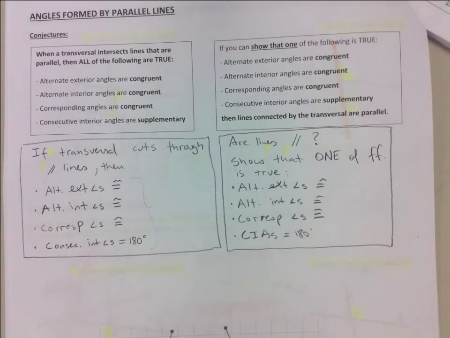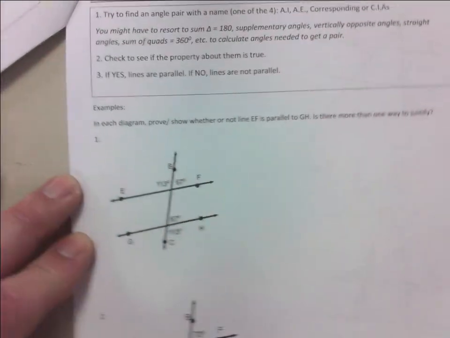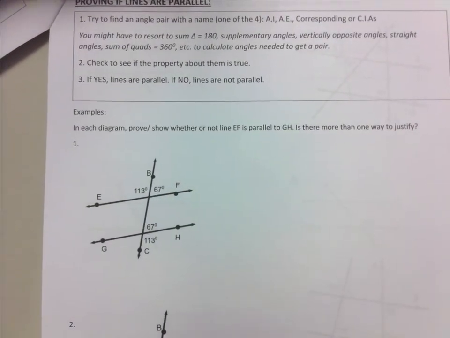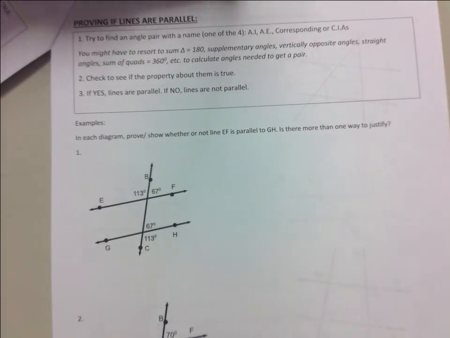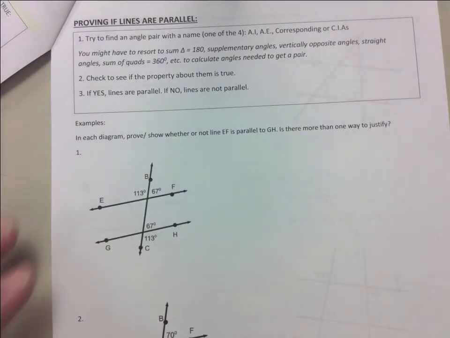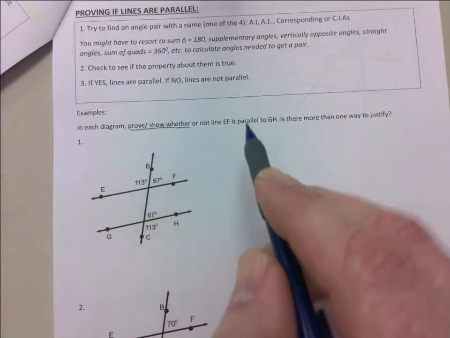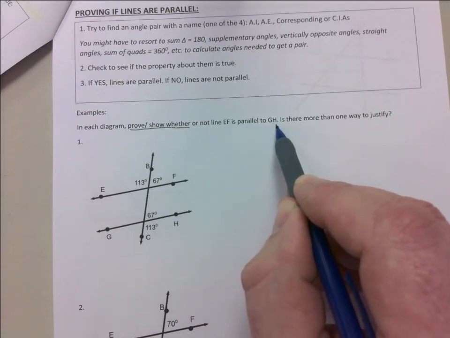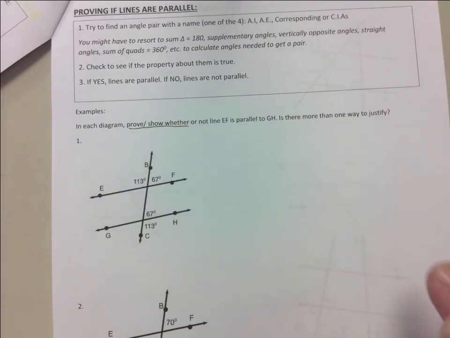So let's go to page 7. I'll show you one example, and then I'll call it a day, okay? You can review for tomorrow if you want, or try this further if you want. We're going to jump right into the example here. In each diagram, prove or show whether or not line EF is parallel to GH. Is there more than one way to justify? The answer is going to be yes.